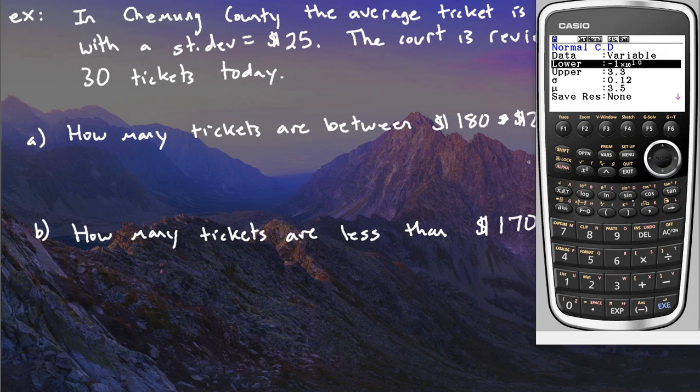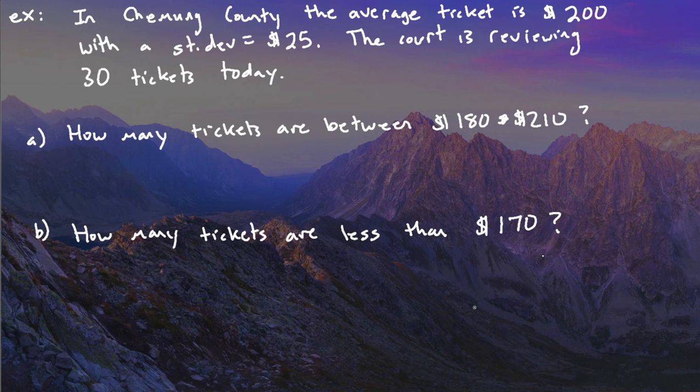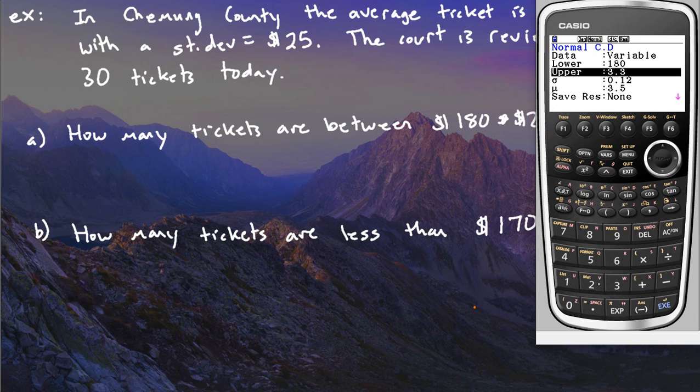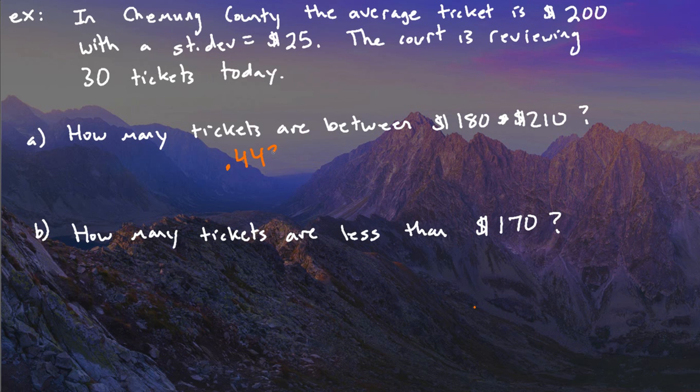So our lower is 180. That's the cheapest ticket that we're talking about. And the highest ticket, what was it? 210. So 210 is our upper. And our mean is actually, this is standard deviation. That's $25. And our mean was $200. So I put that all in. A 44% chance that I get a ticket in this pile of 30 tickets. 44% chance that it's between these two numbers.